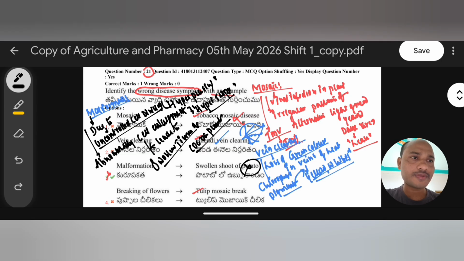But this type of enlargement is seen only in coca plant. Here, very important, only in coca plant we have seen this abnormal cell division, uncontrolled cell division, abnormal cell enlargement. So that's why this question is wrong. Breaking of flowers is generally seen in tulip mosaic break. So here the right answer is the third one.